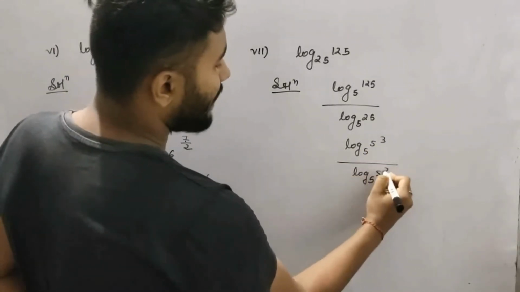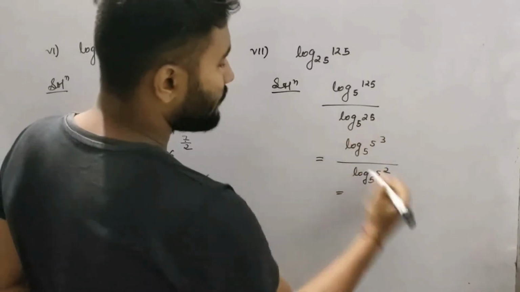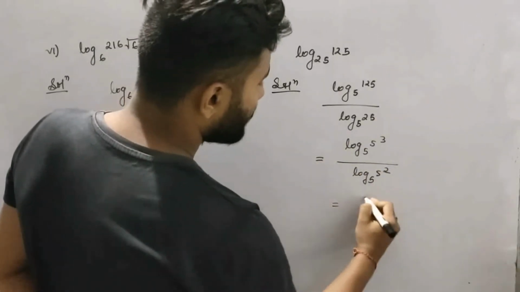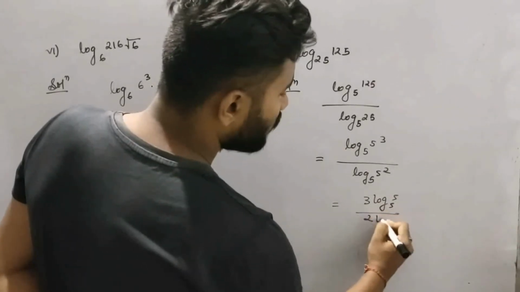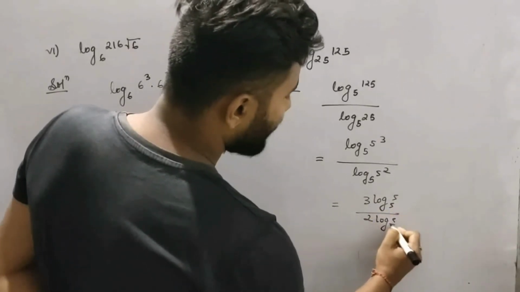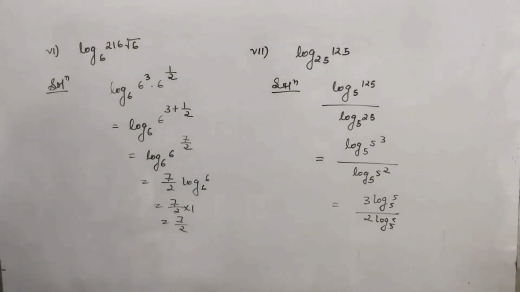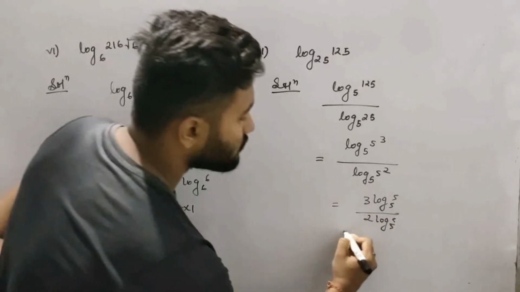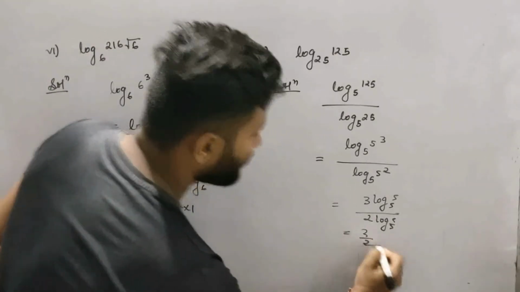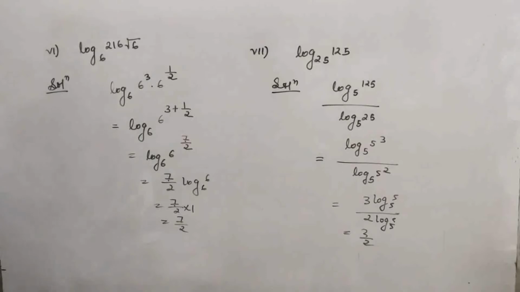25, this is very simple, 5 square. This 3 will come to the front side, isn't it? That is 3 log 5 base 5 over 2 log 5 base 5. This will become 1. Over here also 1. That is what? The answer is 3 by 2.